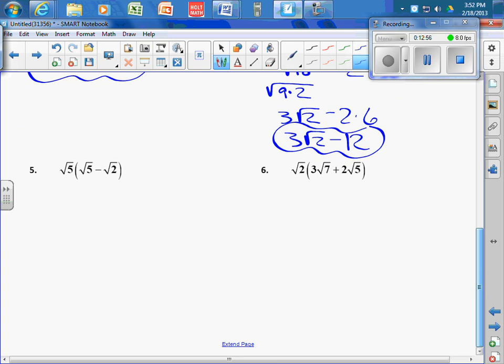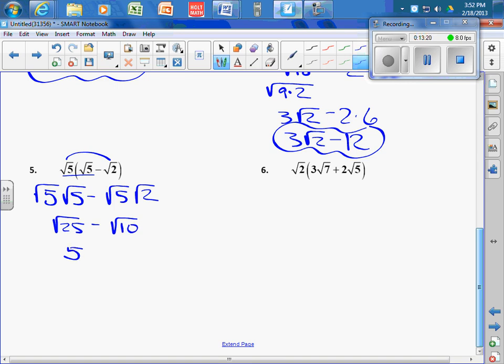Radical 5 times radical 5. You would not go wrong if you wrote down the two things that you're multiplying together. What am I multiplying together here? Radical 5 and radical 5. Write them down. Then you're going to be taking radical 5 times radical 2. Write them down. You get the square root of 25 minus the square root of 10. The square root of 25 is 5. 5 minus radical 10. Final answer.